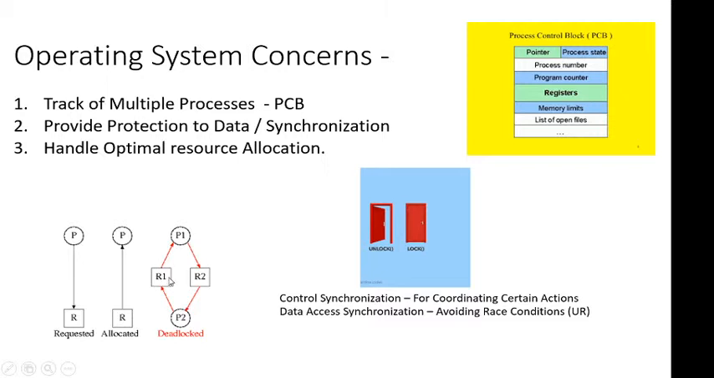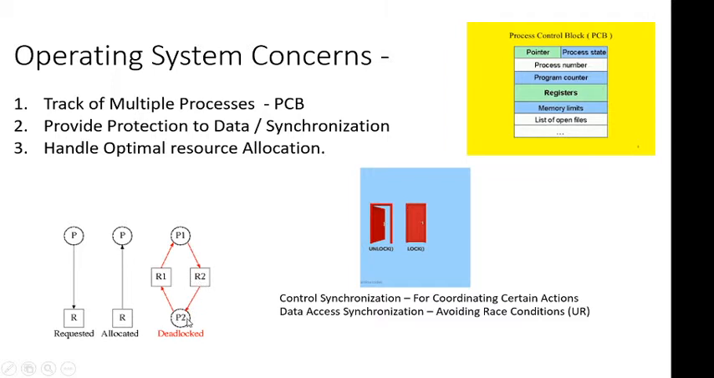Now resource 1 is given to P1. P1 has resource 1, but P1 also needs resource 2. But resource 2 is, who's got resource 2? P2 has got resource 2. Now P2 has resource 2, but P2 needs resource 1. But resource 1 is with process 1. So process 1 has resource 1. Process 2 has resource 2.